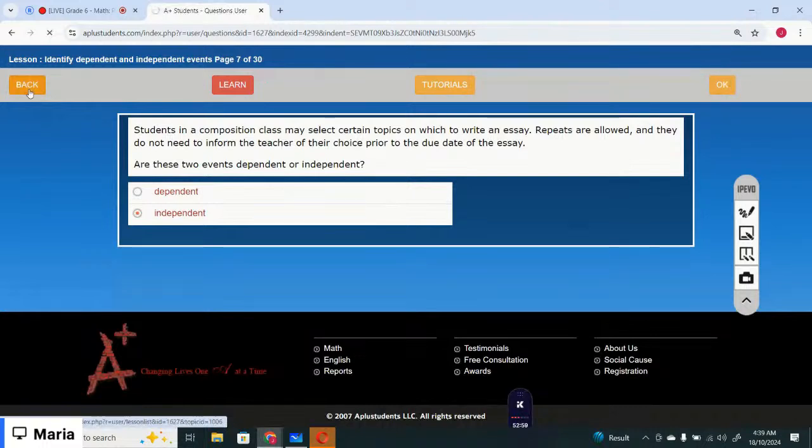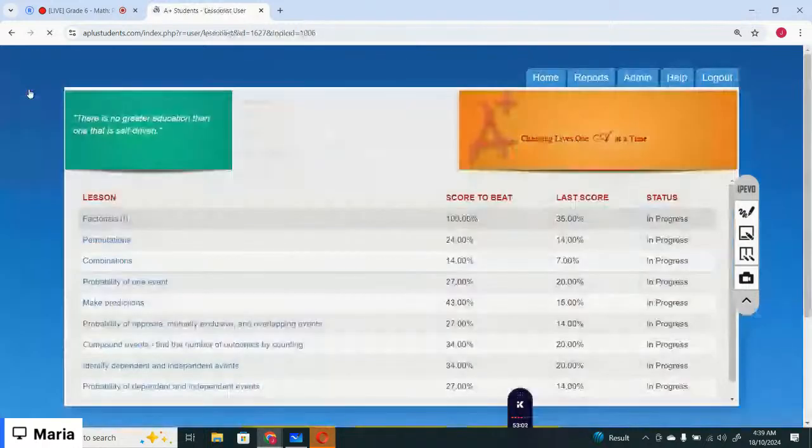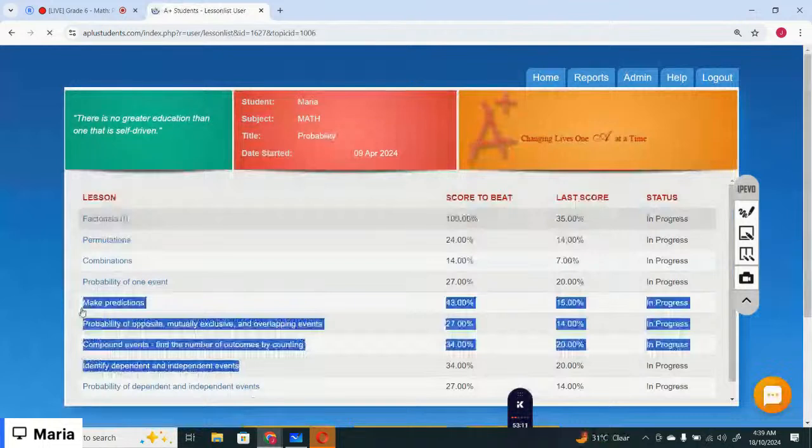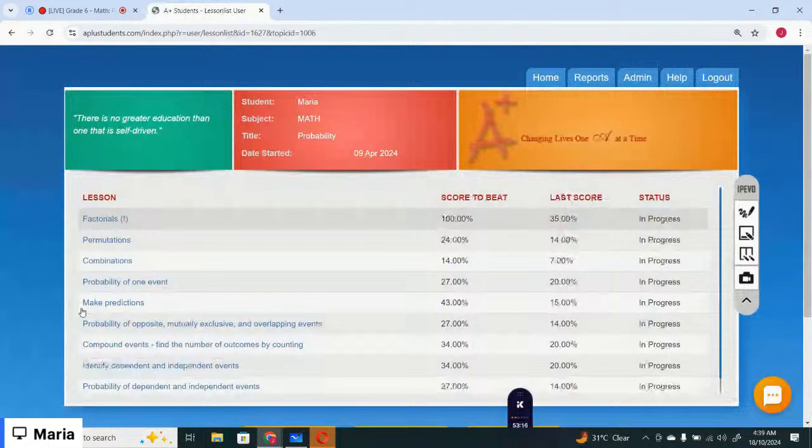So we were working on grade 6 math. The chapter we were working on is probability, and the lessons we have are make predictions, probability of opposite, mutually exclusive, then compound events, find the number of outcomes by counting, and identify dependent events. So please make sure before the next session you complete all the practice questions for the lessons we just did. That is your homework until next session.